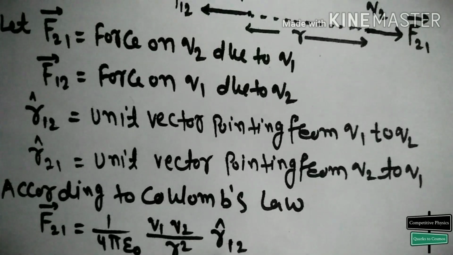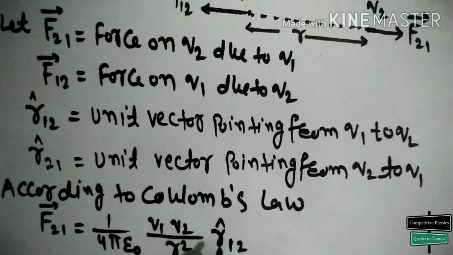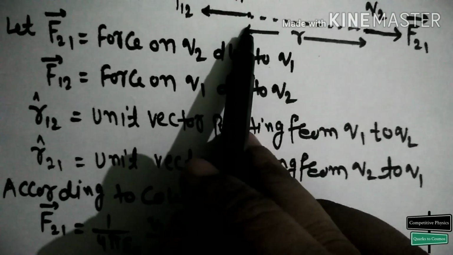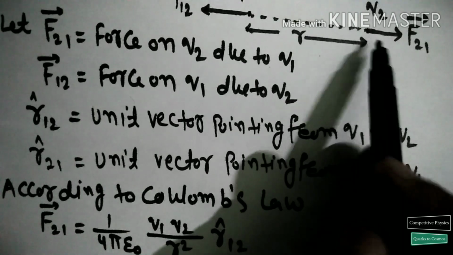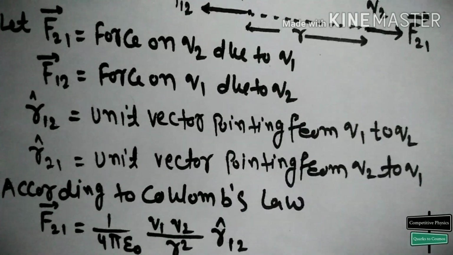Okay, and here the position unit vector we are writing r12 cap. It means the direction of force is from first charge to second charge, that is from Q1 to Q2, and so you can see the direction will be here, F21. Is it clear?